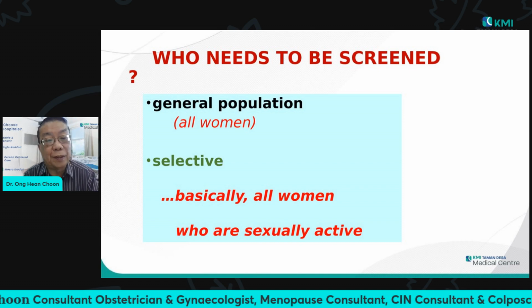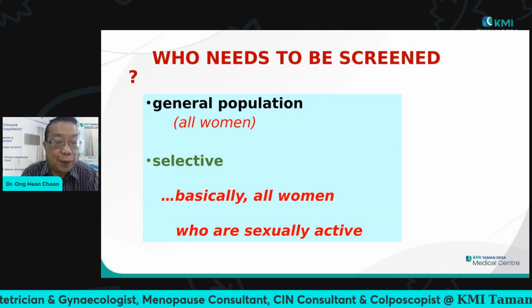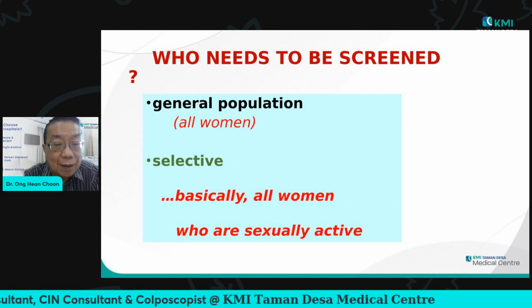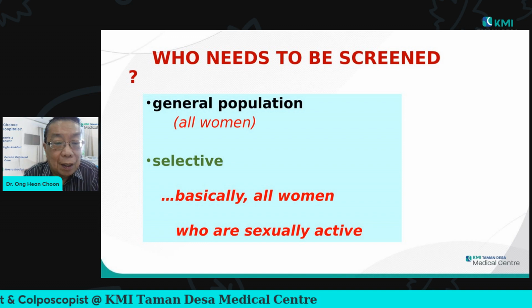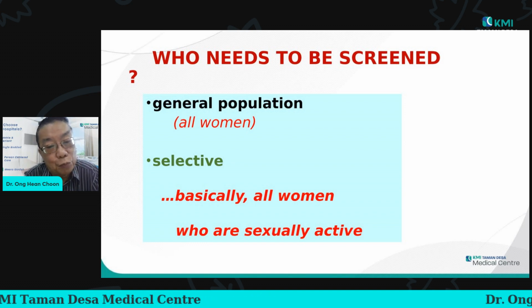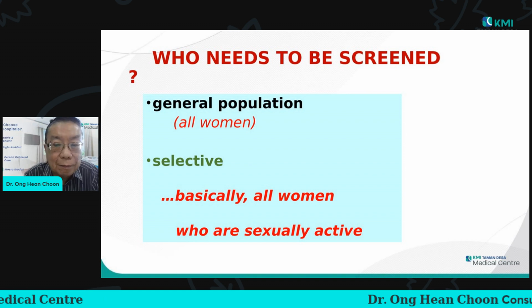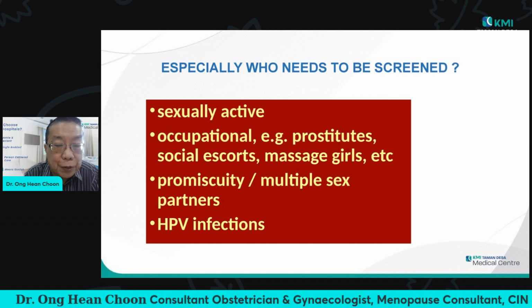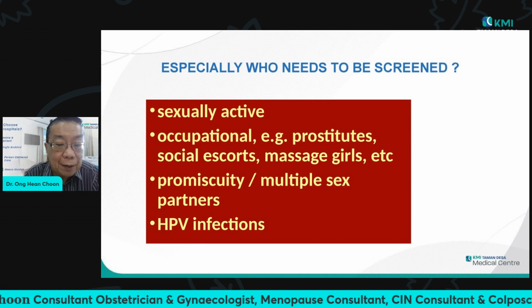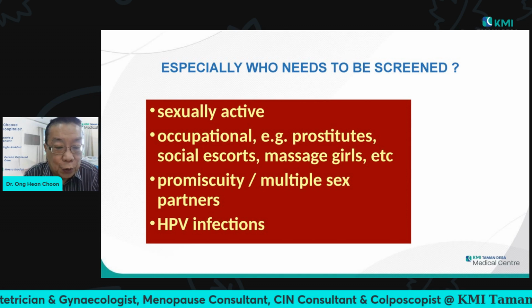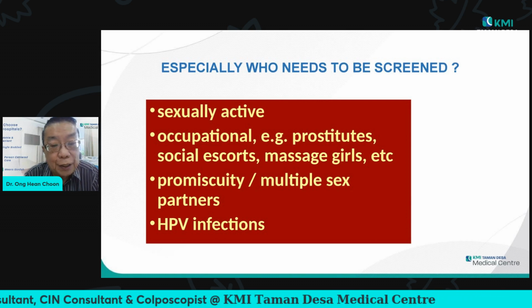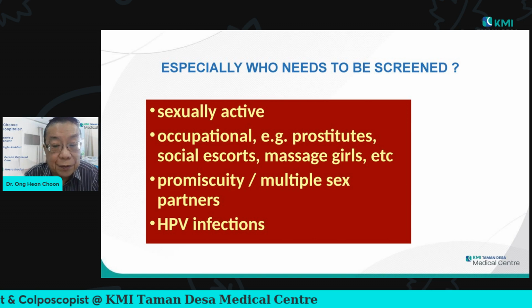Who needs to be screened? That means doing the pap smear. Basically all women, but selectively all women who are sexually active should be screened with the pap smear. Also, women with occupational hazards, multiple sexual partners, and those with HPV infections, to see whether the HPV has already changed the cells into any suspicious cells.